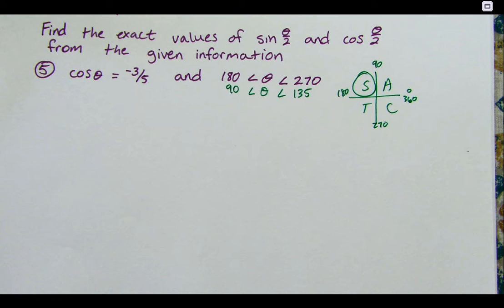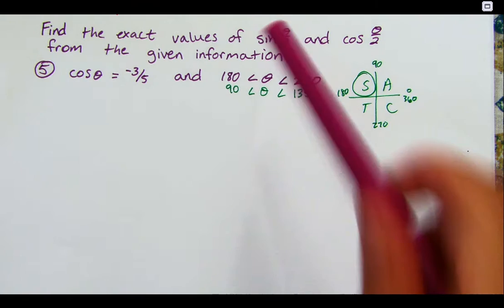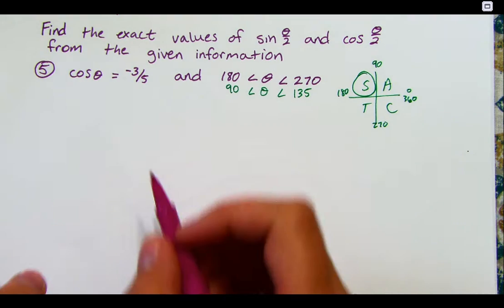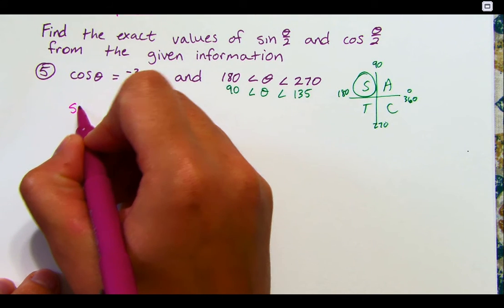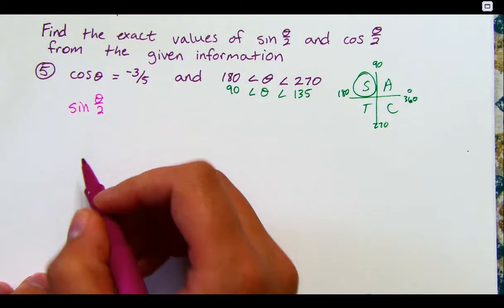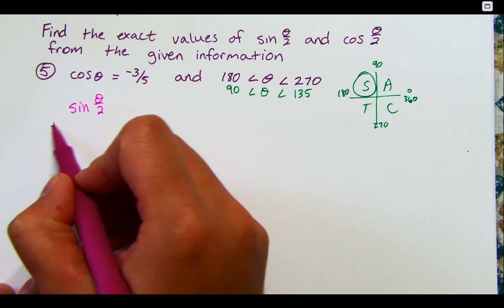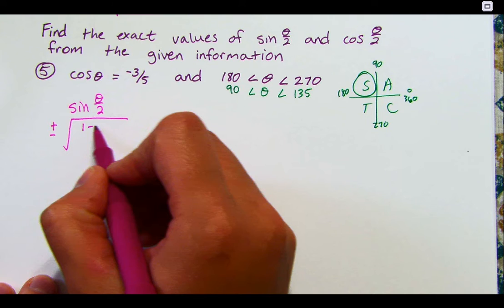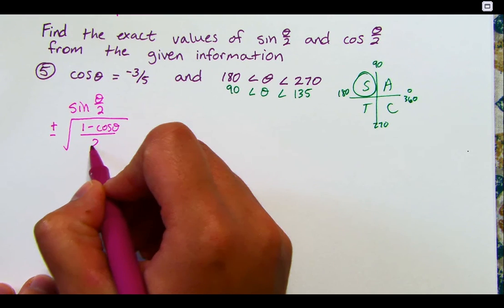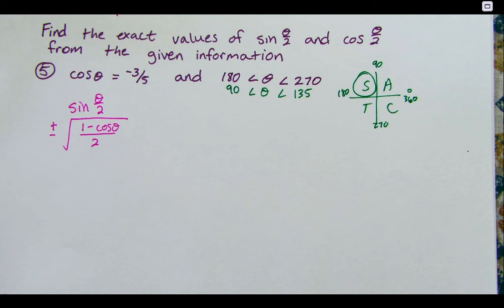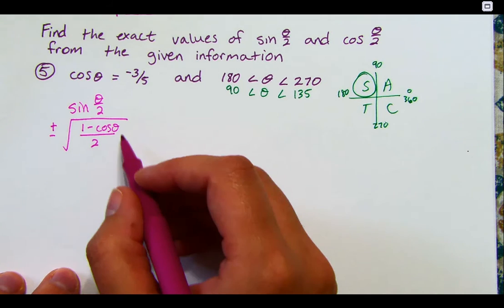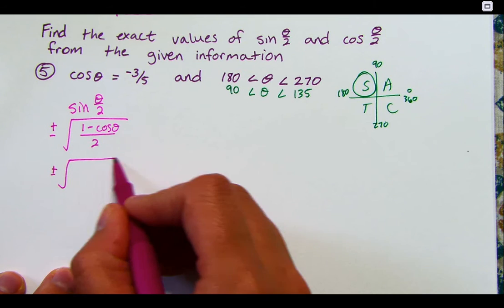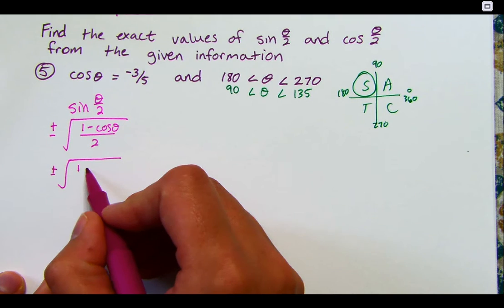Okay, so next I'm just going to start by finding my sine of theta over 2. And I can go right into my formula. So sine theta over 2. If it's helpful to write the formula, we are doing plus minus, and then that big square root of 1 minus cosine theta over 2. So we are just plugging in what we know. So cosine theta we were told is -3/5.